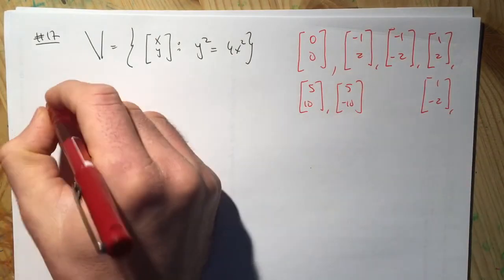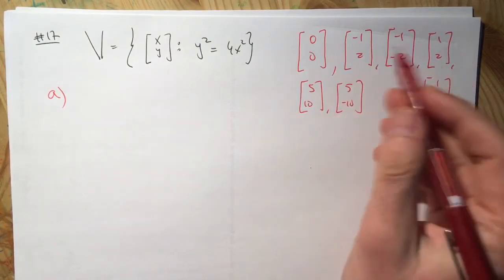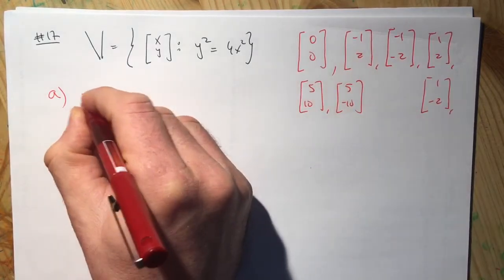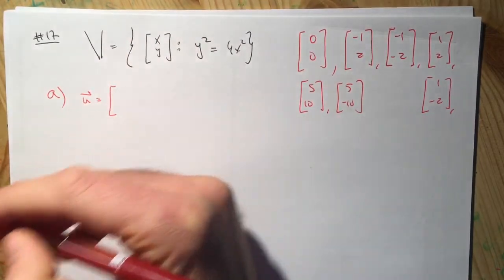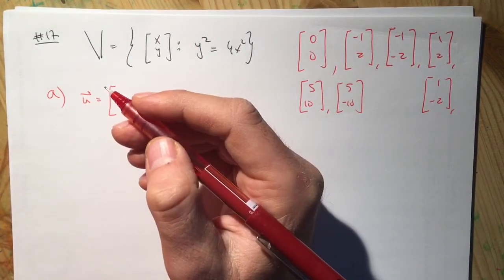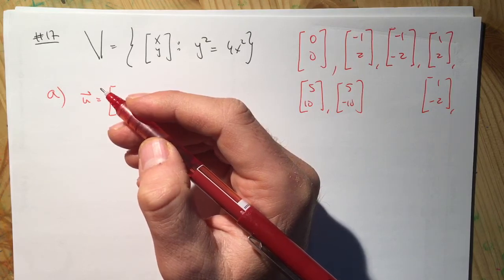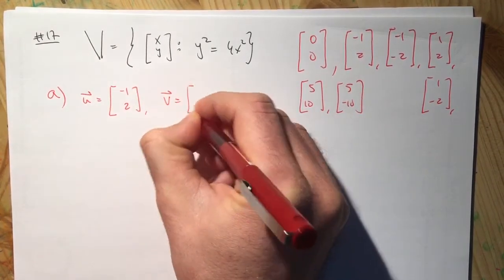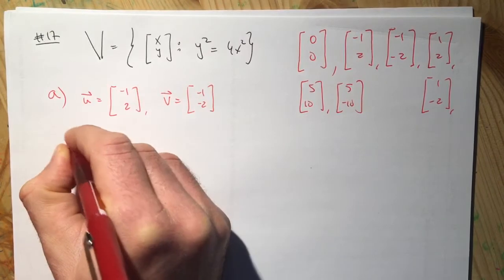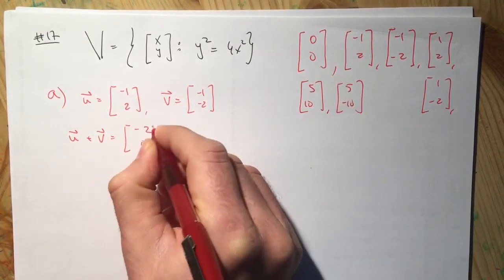Okay, so the first question, A, determine whether this set is closed under vector addition. So let's check for any of these two. So let u be, and be careful, you're choosing vectors that are already in V, checking whether their sum is also in V. So u is (-1, 2), and v, let's take (-1, -2). Okay, so u plus v, it's simple addition, that's (-2, 0).